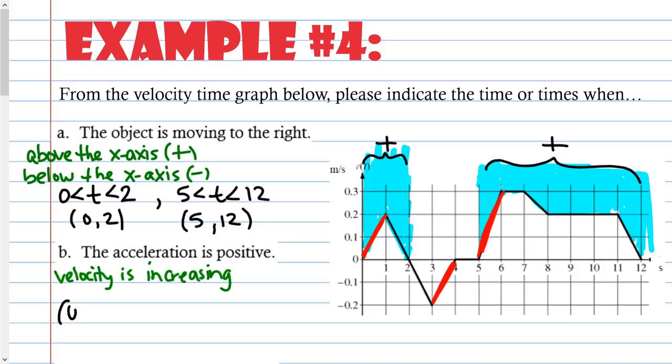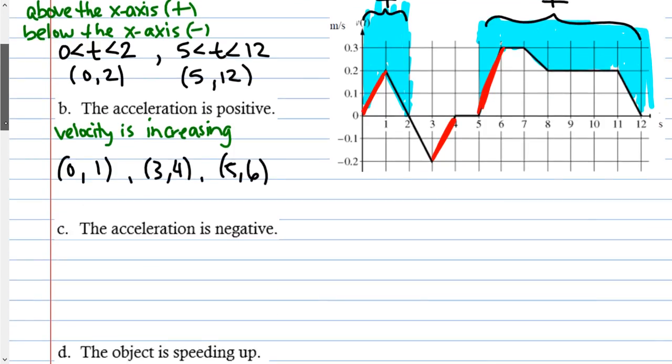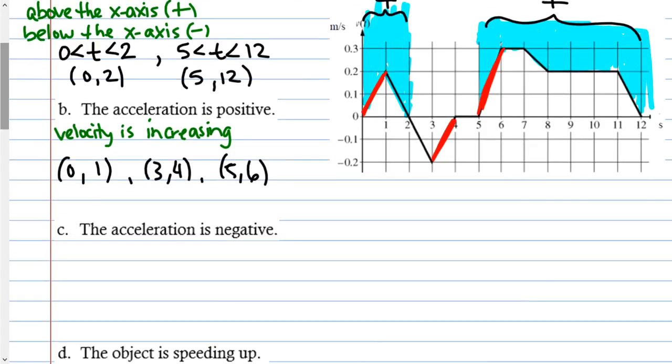So from 0 to 2, I'm going to do it as parentheses just because it's faster. From 3 to 4, and from 5 to 6. So those are the places where, oh, I'm sorry, I noticed I put 0 to 2. It's 0 to 1. I don't know why I'm going crazy with the 2. Okay, so those are the only places that it's increasing. And therefore, since velocity is increasing, my slope is positive, acceleration is positive.